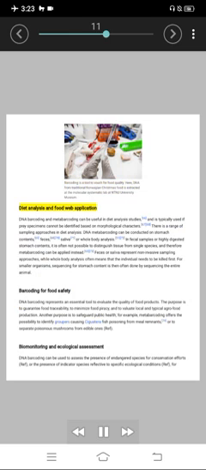Diet analysis and food web application. DNA barcoding and metabarcoding can be useful in diet analysis studies, and is typically used if prey specimens cannot be identified based on morphological characters. There is a range of sampling approaches in diet analysis. DNA metabarcoding can be conducted on stomach contents, feces, saliva, or whole body analysis.